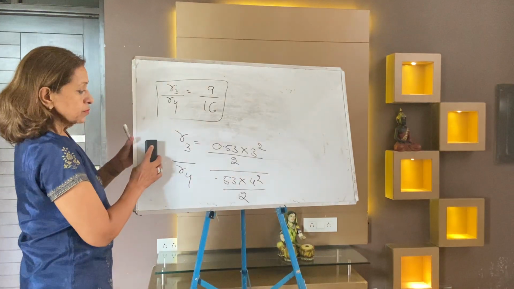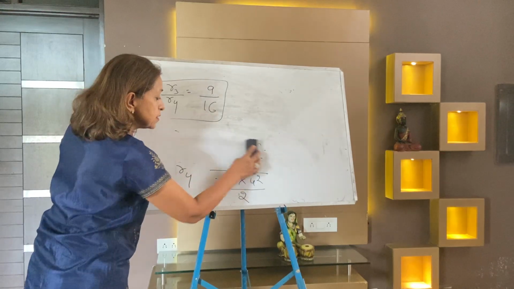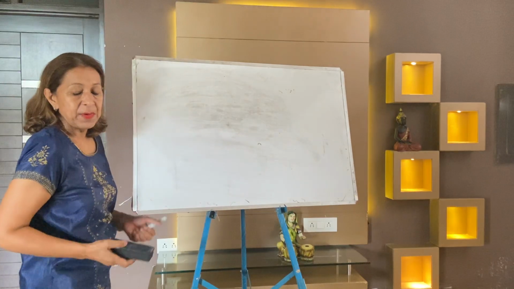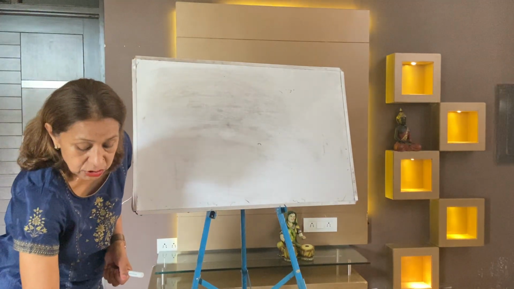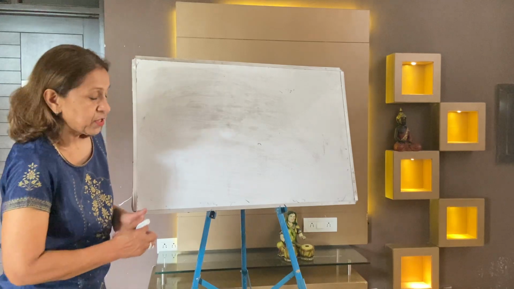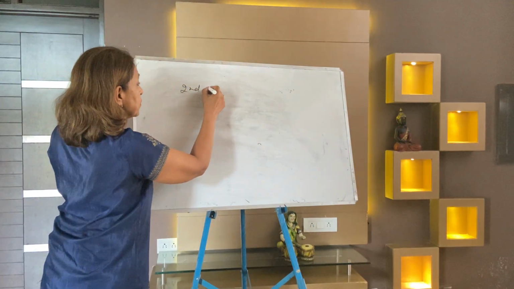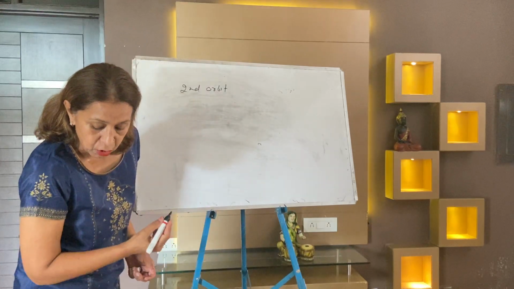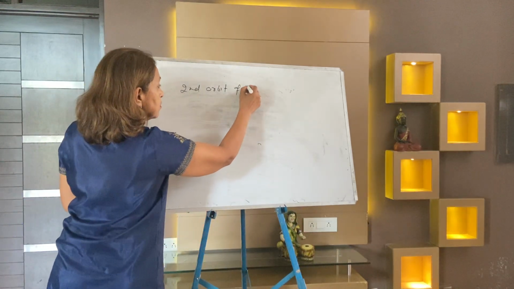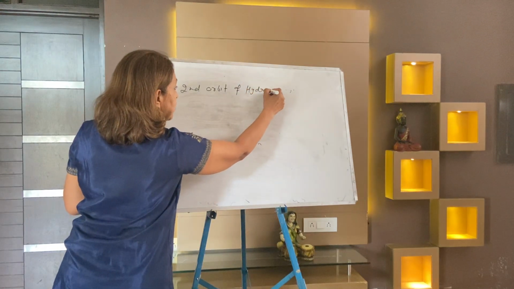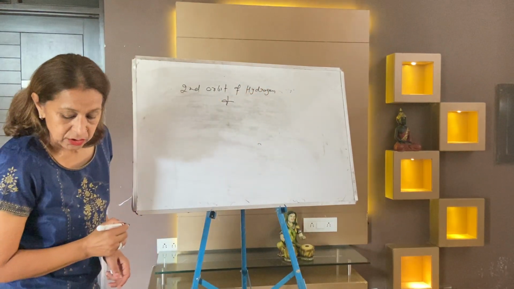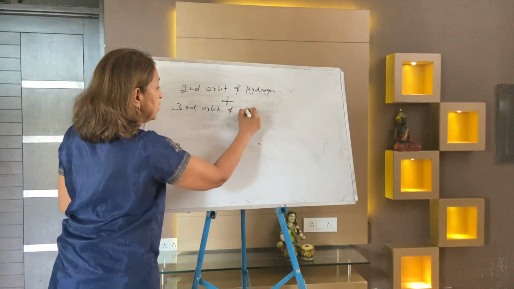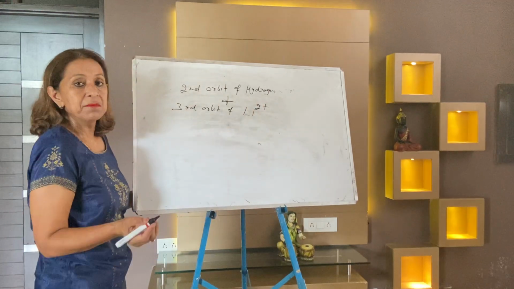Now I am taking the next question, the second question regarding radius. So radius is 0.53 into n square by Z angstrom. Second question: calculate the radius ratio of the second orbit of hydrogen and the third orbit of lithium 2 plus. Very simple again.